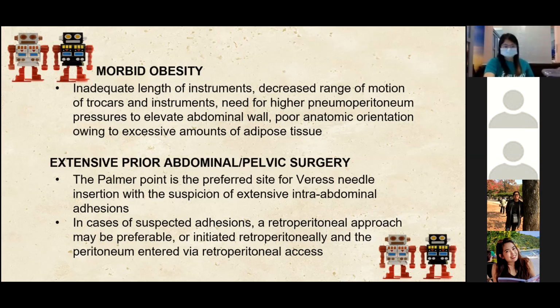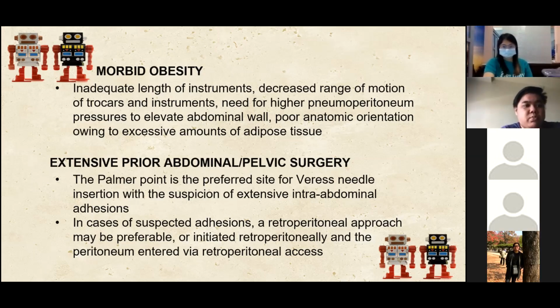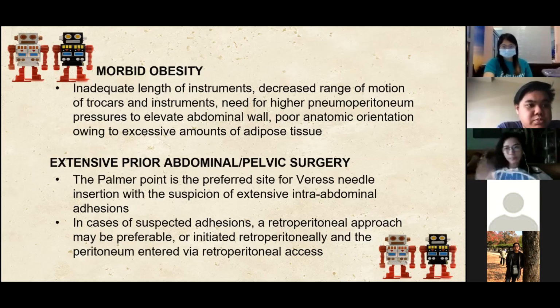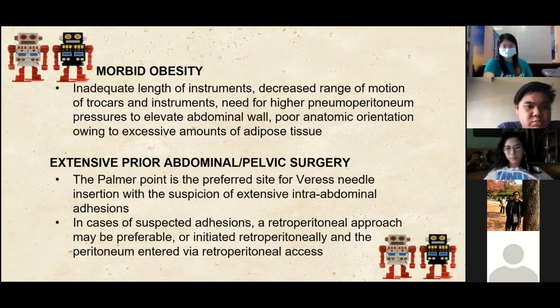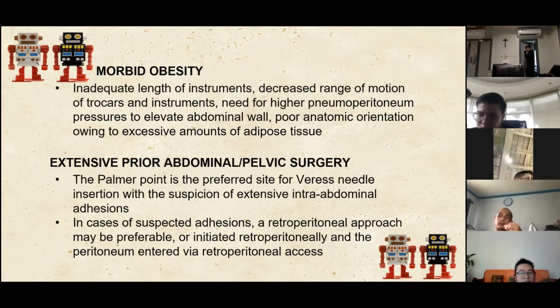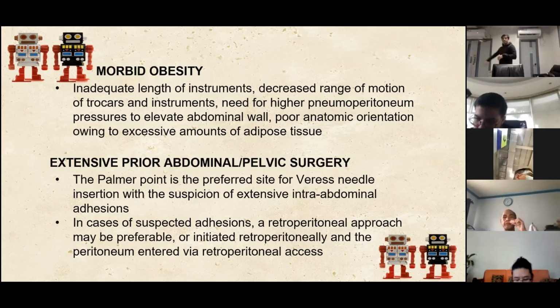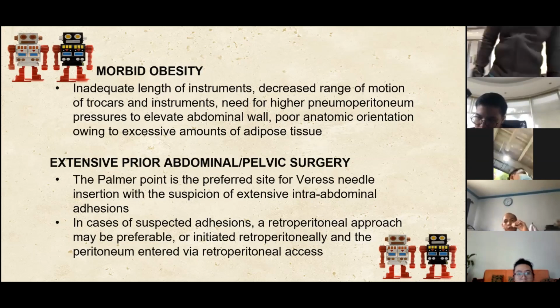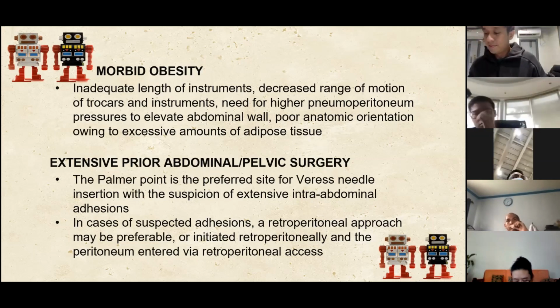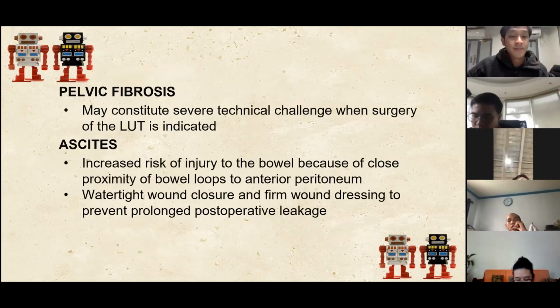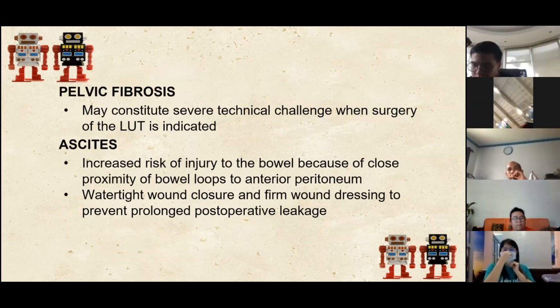So for your extensive prior abdominal or pelvic surgery, the palmar point is the preferred site for Veress needle insertion with the suspicion of extensive intra-abdominal adhesions. In cases of suspected adhesions, a retroperitoneal approach may be preferable or initiated retroperitoneally, and the peritoneum is entered via the retroperitoneal axis. So for your pelvic fibrosis, it may constitute a severe technical challenge when surgery of the lower urinary tract is indicated.